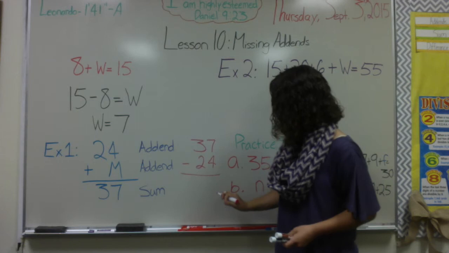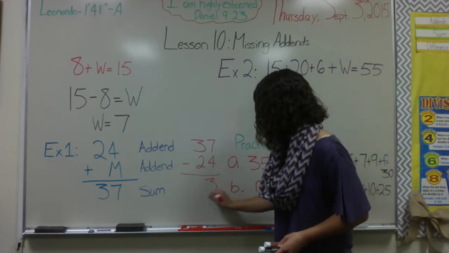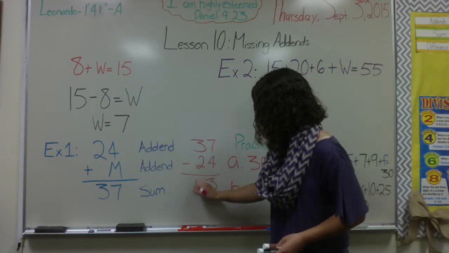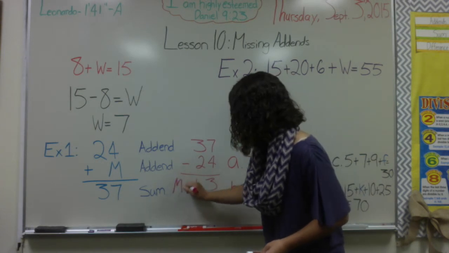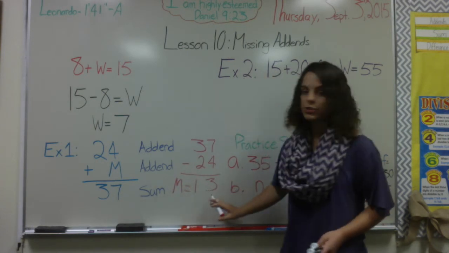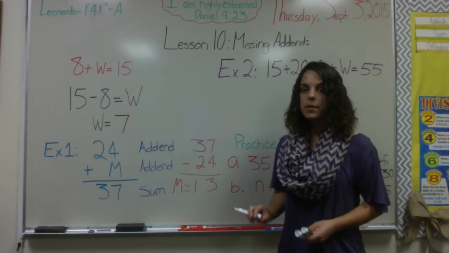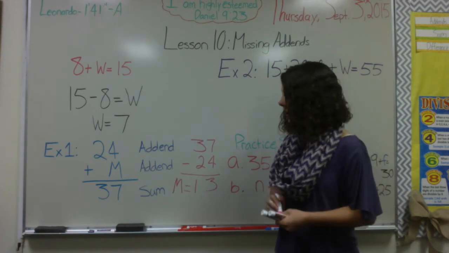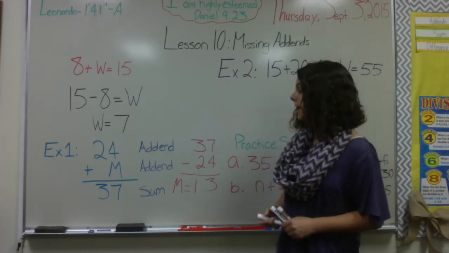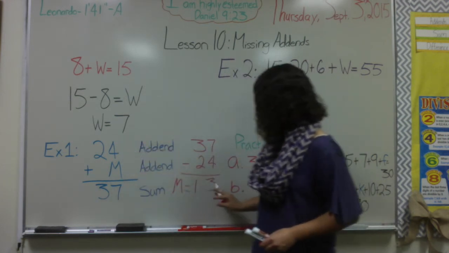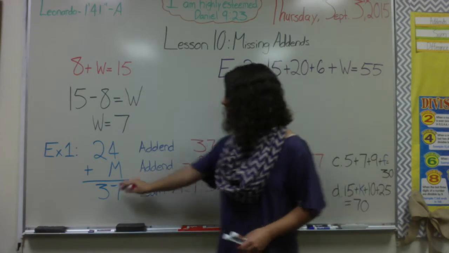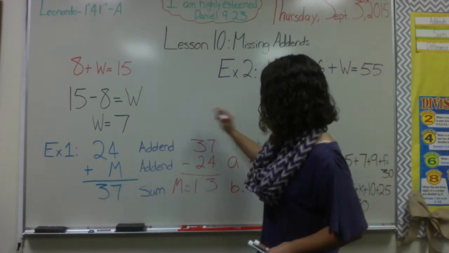7 minus 4 is 3. 3 minus 2 is 1. And the way I'm going to label it is M equals 13. That's how I would answer it. And when I plug it back in to prove it, I'm going to do 24 plus what M is, which is 13, and it has to equal 37. So let's go ahead and try that.